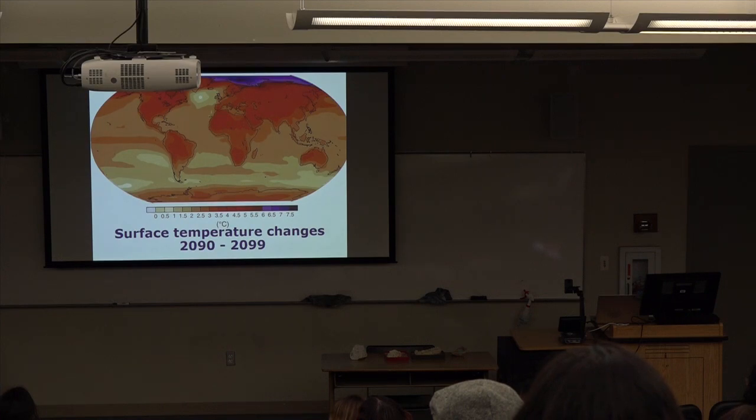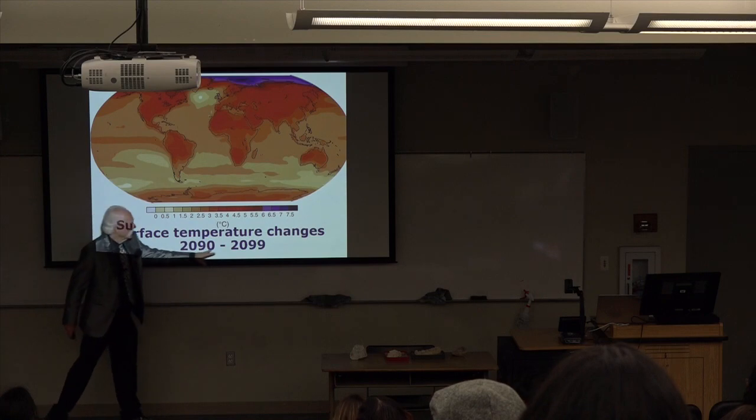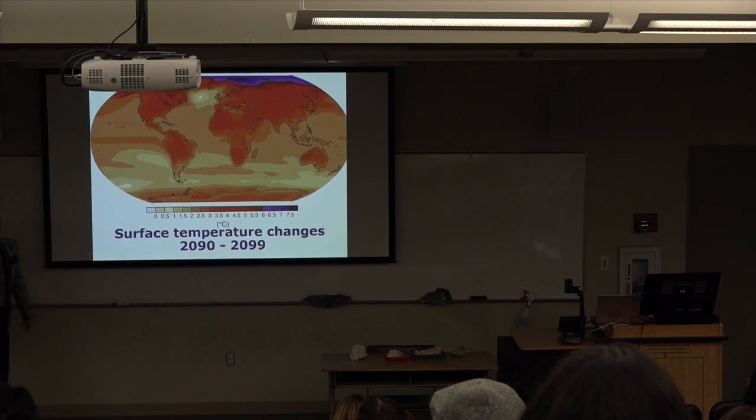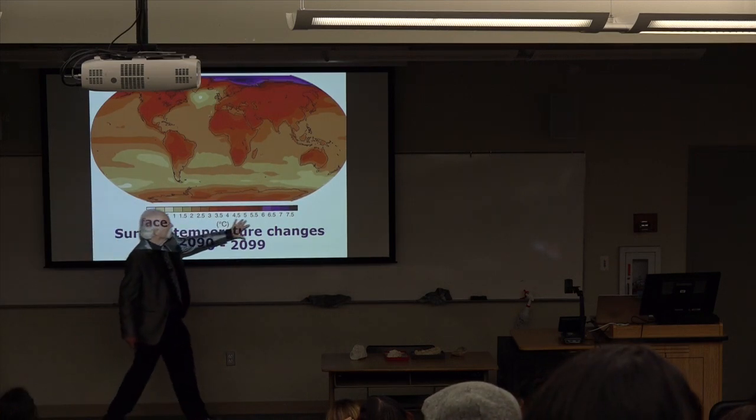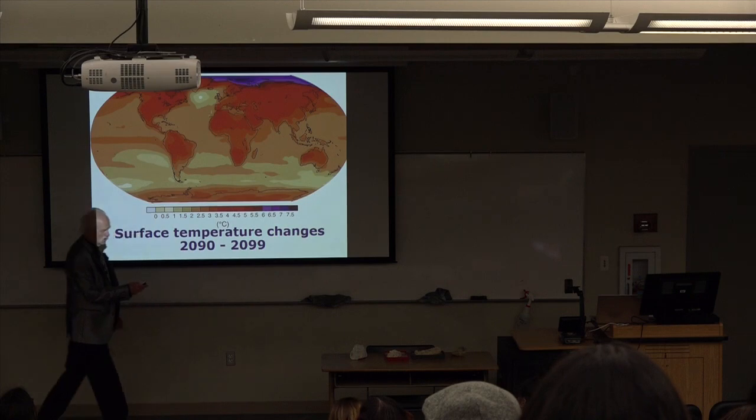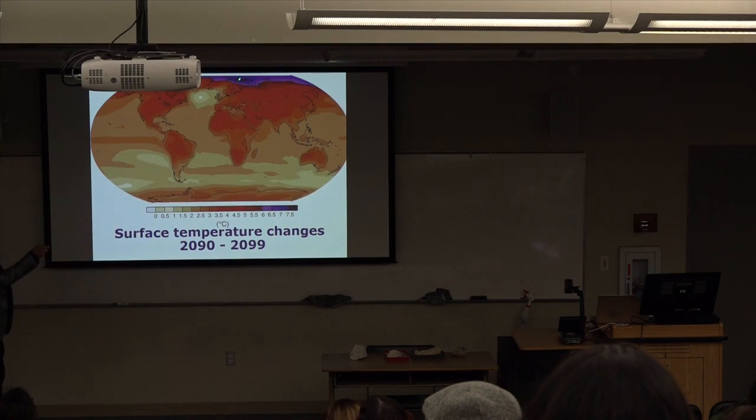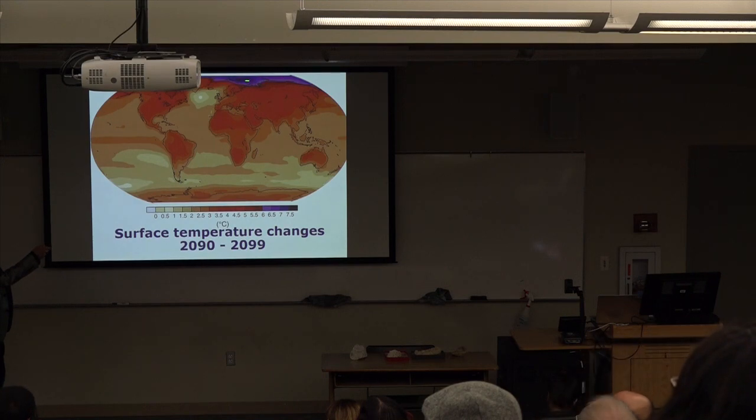This will be the last one. So here are the projections for the last decade of this century. And here's warming in degrees centigrade. So you're going to multiply that by 1.8 to get to Fahrenheit. So we look up here in the Arctic and see that average annual temperatures up there would be on the order of 13 degrees hotter than they are now.